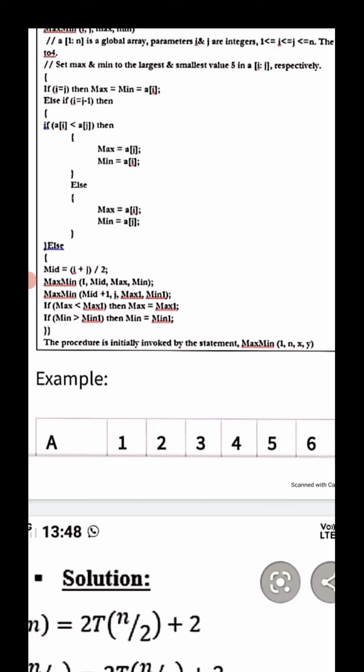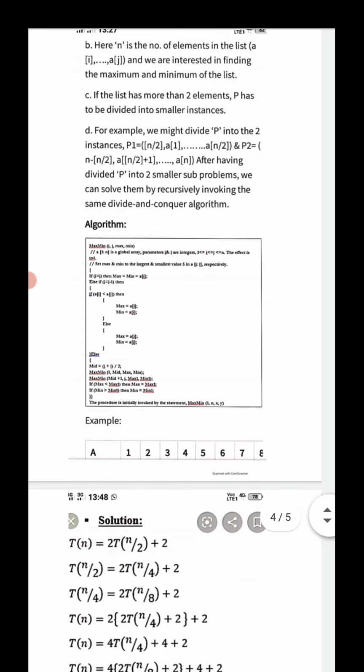Then if we have to take some maximum element and a minimum element, we have to assign the mid value, maximum value, minimum value, and initialization value also. And then we take max, min, mid plus 1, comma j, comma max 1, comma min 1. If max is less than max 1, then max is assigned to max 1. If minimum value is greater than minimum 1, then min is equal to minimum value 1. Let us see the example to understand it in a clear-cut way.